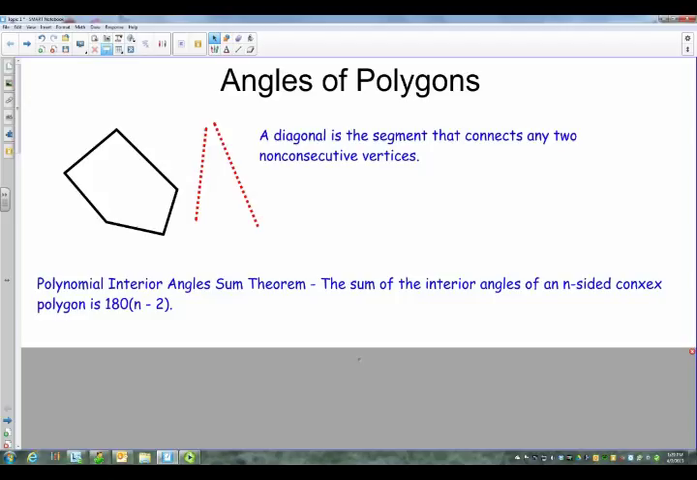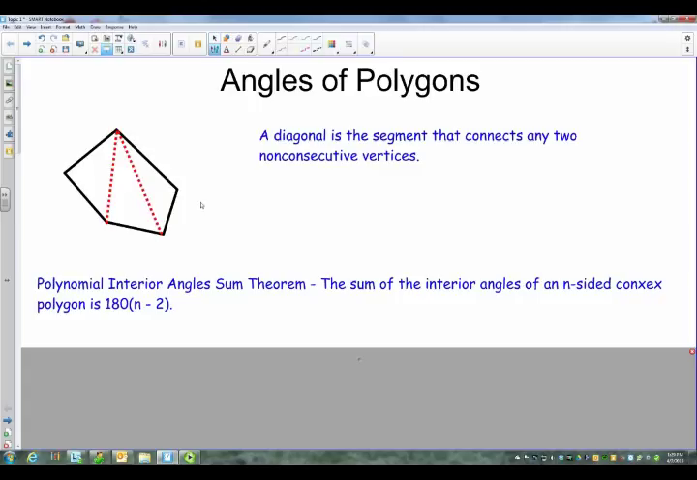Now, remember, the vertices are the points where two segments meet. So, diagonals are the parts that connect those. So, if you think of where these red lines are starting from and ending, they are creating diagonals. Okay? Those are non-consecutive vertices. Now, what that does is it takes this five-sided figure and breaks it into three separate triangles.